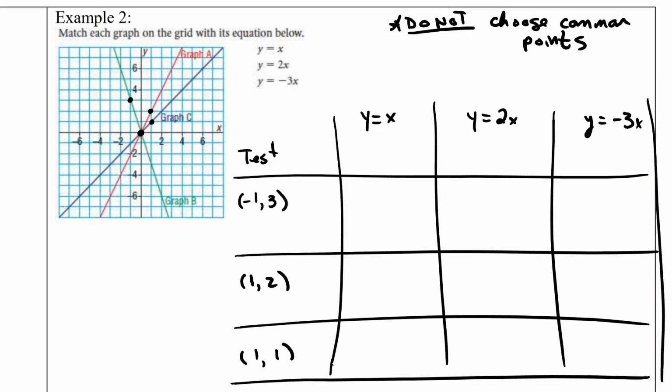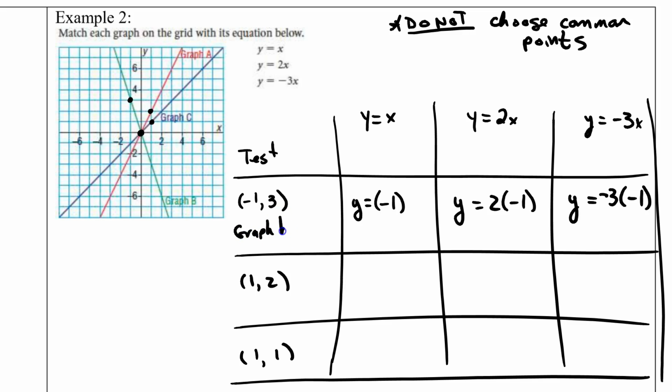So if I were to put in -1 for this test point, I should get out 3 for my y. So if I put in -1 for my x, y equals x, y equals 2 times -1, and y equals -3 times -1. Now, this is for graph B: the equation that I put the -1 into and get the point 3 will be graph B.